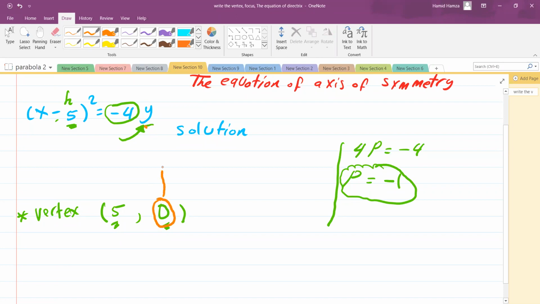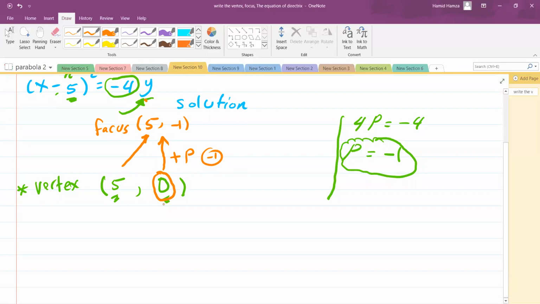Okay, how to change it? If you add b to this one, you will get the focus. So the focus will be, don't change this, so 5. What is the value of b here? It's -1. So 0, -1 will be -1. So the focus will be 5 and -1. Okay.